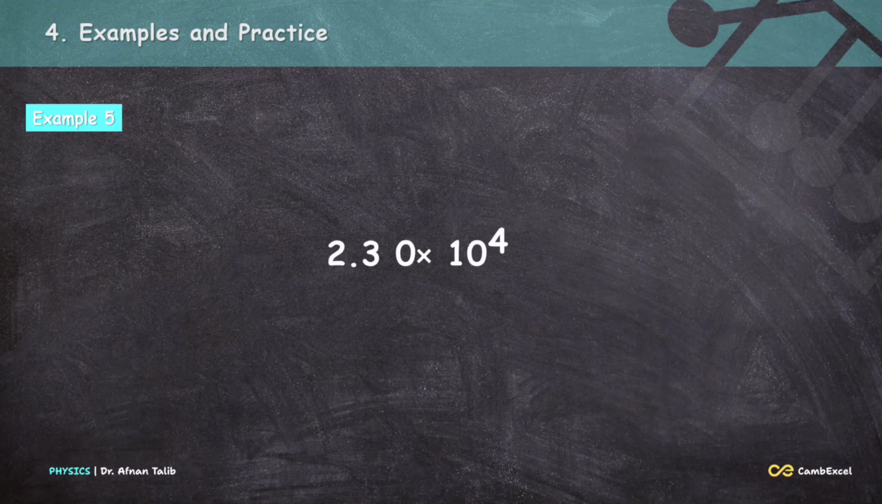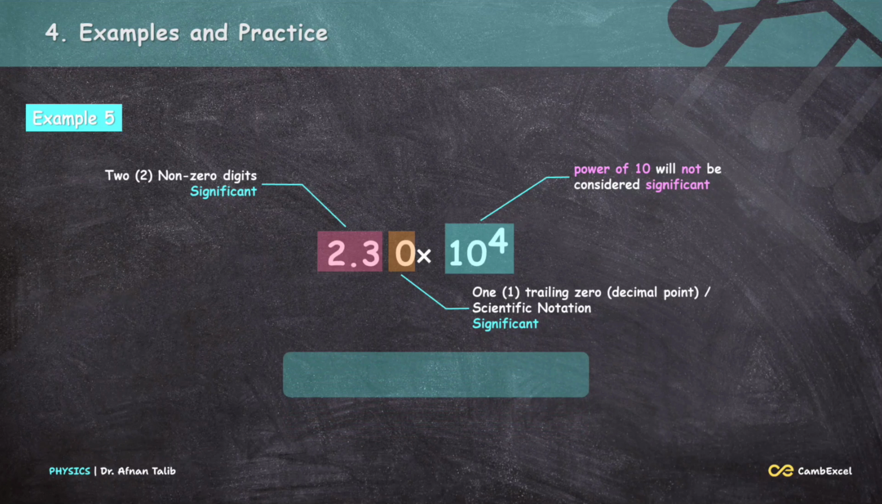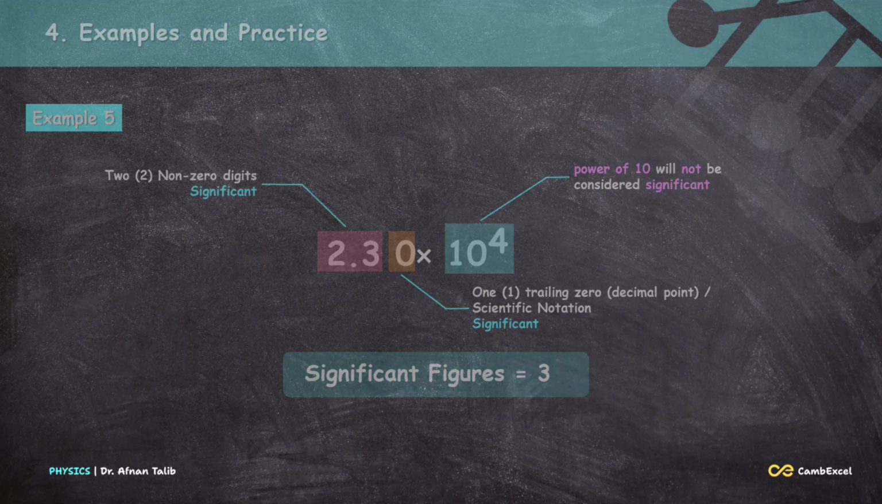Example number 5. 2.30 × 10^4. Since we have 2 non-zero digits, 2 and 3, they will be considered significant. And since this number has a decimal point, this trailing zero will be considered as significant, and we have already mentioned that the power of 10 will not be considered as significant. So as a whole, this number comprises three significant figures.